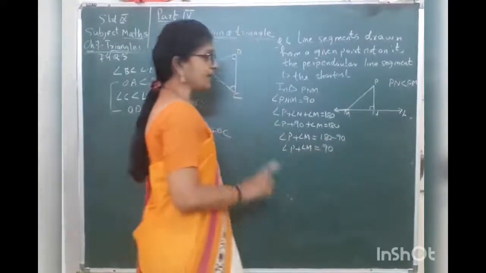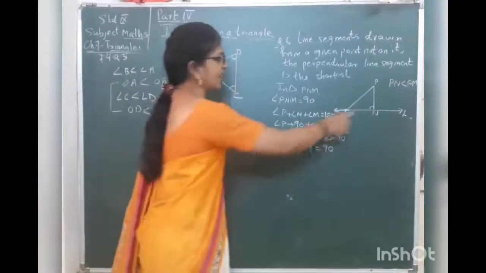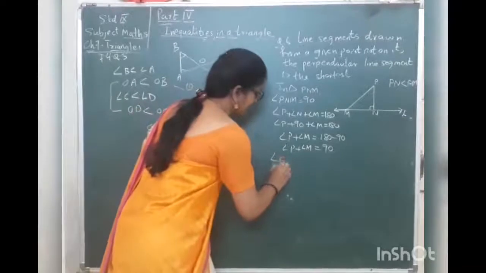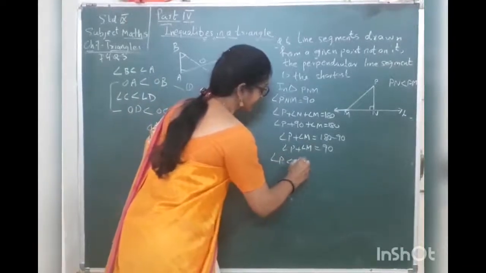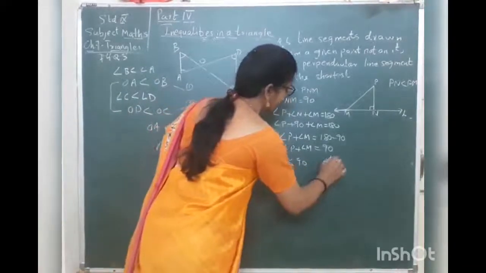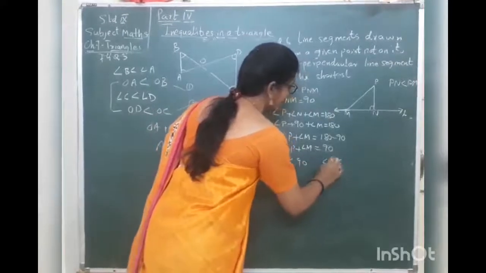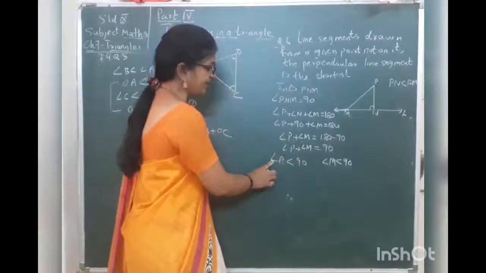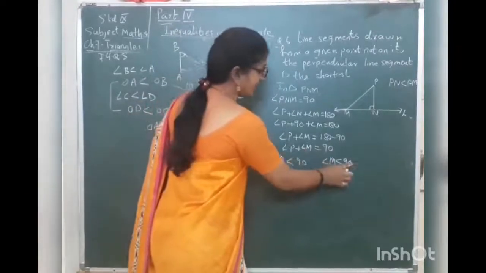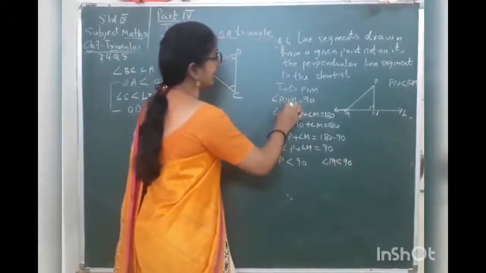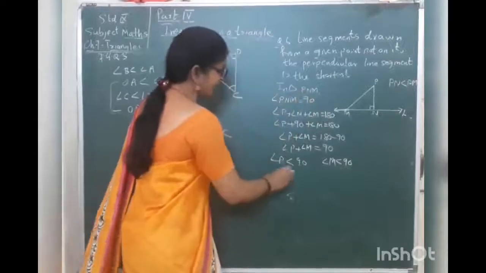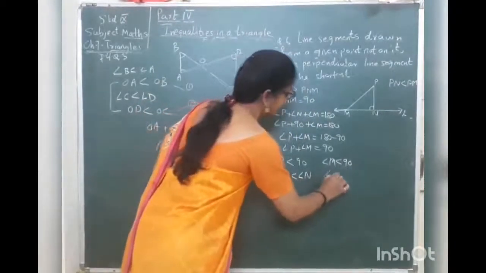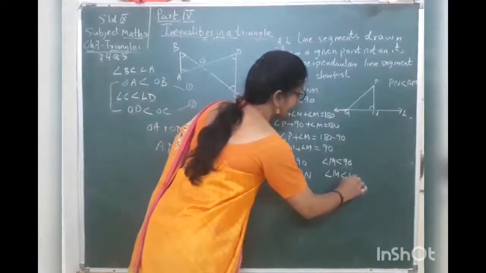That proves that both angle P as well as angle M are acute angles. That is, the measure of angle P is less than 90 as well as angle M is less than 90. Both are acute angles. But angle N is 90. That is, angle P is less than angle N and angle M is less than angle N.